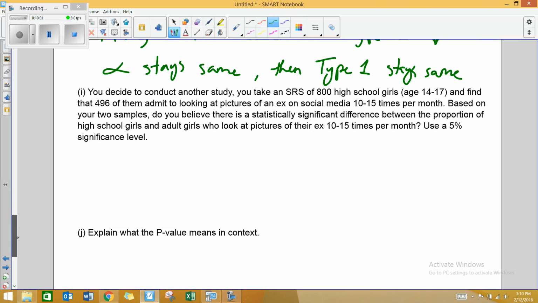All right, part I: you decide to conduct another study, a simple random sample of 800 high school girls, and 496 of them admit to watching or looking at pictures of their ex. So what we have here: I'm going to call the proportion of older women was 0.6, and the proportion of younger women turns out to be 0.62.